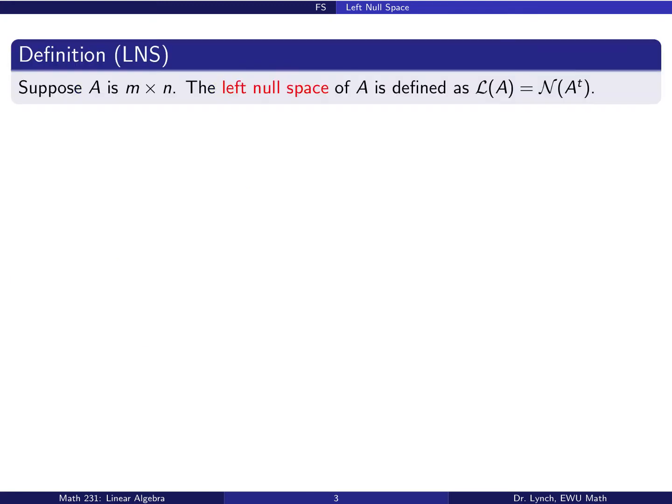Here's the definition. If A is an M by N matrix, the left null space of A is defined as the null space of A transpose. Okay, so this is something we know about, right? We know how to do a transpose and we know how to find a null space. So finding the left null space of a matrix is fairly straightforward. We start by computing A transpose, and then we just find the null space of the transpose.